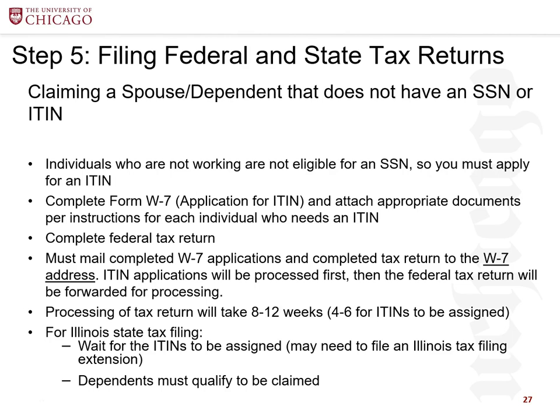For your Illinois state tax filing, you wouldn't be able to file at the time that you're applying for your ITIN, so you're going to have to hold that state tax return back until you get those ITINs assigned to you. So in the interim, you may need to file an Illinois state tax extension. Those extensions are free, but you do want to be sure that if you are going to owe a balance to the state of Illinois, you go ahead and make that payment as soon as possible so you don't get a penalty for late payments. Dependents also must meet certain qualifications to be claimed on tax returns.